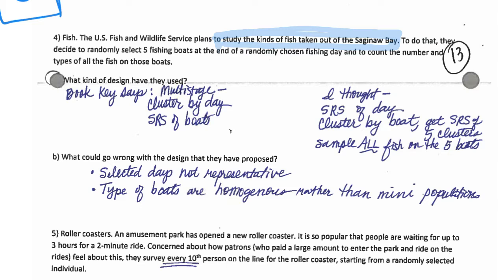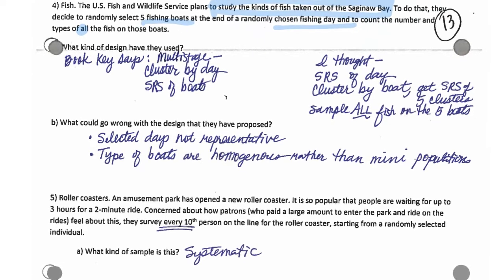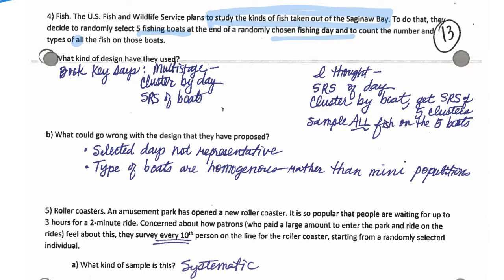All right, so to do that, here's what they did. Randomly selected 5 fishing boats at the end of one randomly chosen day. Okay, and then they count the number of types of all the fish on those boats. So, what I've come to the conclusion of is that if you had this problem and it was on a quiz or a test or something, I probably would have had to be pretty lenient on the way that you said these samples were taken, because I even disagree with the book.